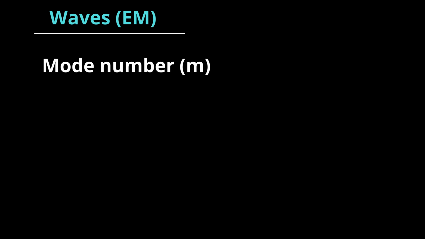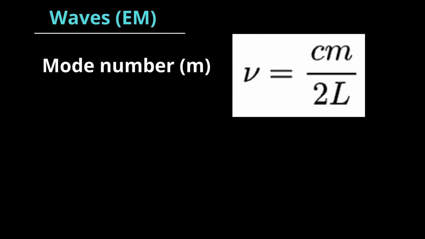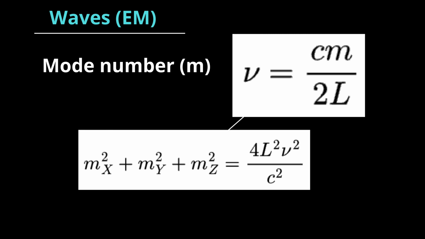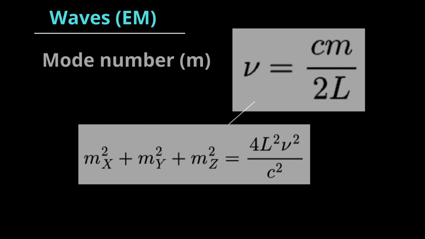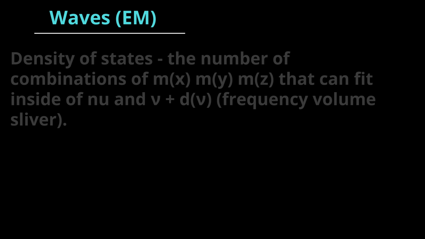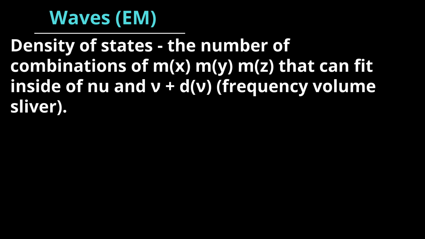Finding an equation for the mode number with respect to the frequency and the length of the box and some other constants, we can get this equation, which now we can generalize into 3 dimensions. Notice that this equation is squared because it makes the math easier. The next step is to actually solve for the density of states, which is the number of combinations of mx, my, and mz that can fit inside nu and nu plus d nu, the frequency differential.